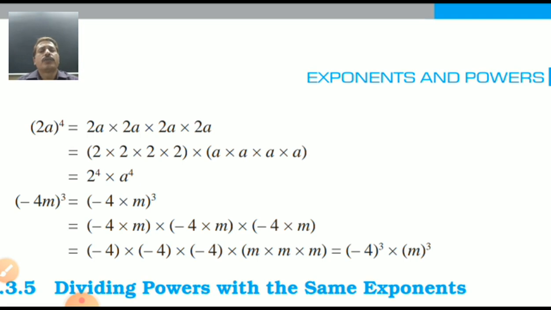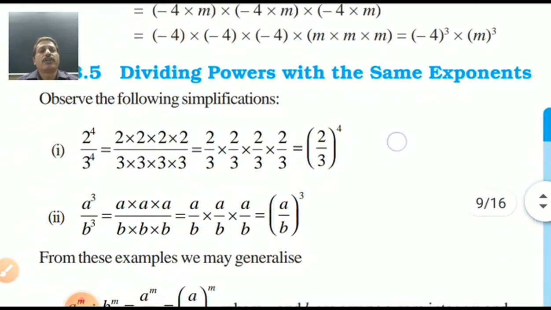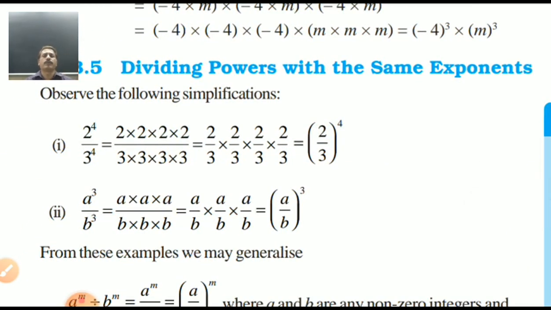-4m raised to 3. तो -4 raised to 3 and m raised to 3. Dividing power with the same exponent. Division: 2 raised to 4 divided by 3 raised to 4. Just we are knowing these things very clearly. Both the powers are same. Like as in multiplication, here division. Multiplication, what we did? Yes, multiply both the numbers, both the bases. Here we can take the base as division and power is common. 2/3 raised to 4.